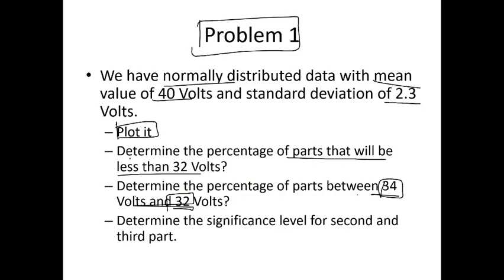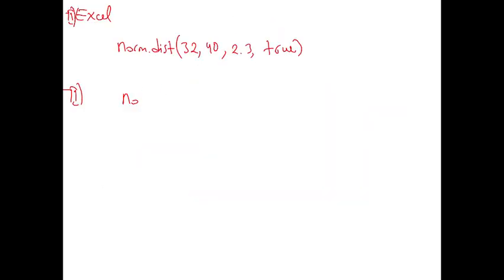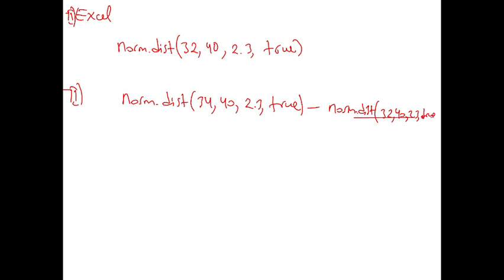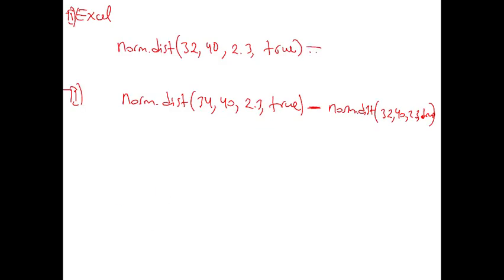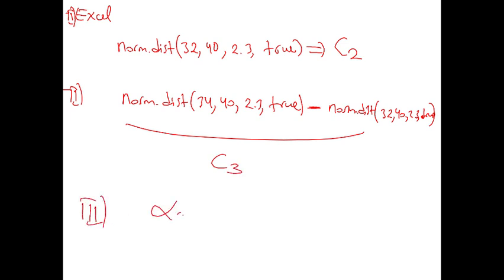And then part 3 says to look for between 34 and 32. So it will be the normal distribution, and I will have the 34, 40, 2.3, and then true, minus again the normal distribution with 32, 40, 2.3, and then true. So this one minus that one will be part 3, and the last part is the significance level. If I call this result C2 and this result C3, then alpha 2, the significance level for part 2, will be 1 minus C2, and alpha 3 will be 1 minus C3. So let's do this example in Excel and solve it, and then I will move on to the next example.